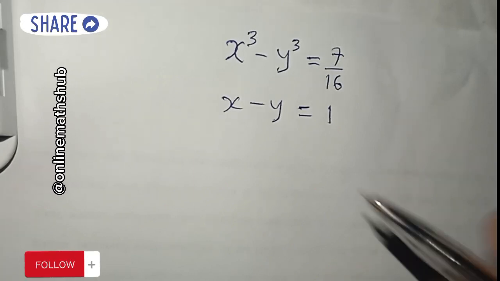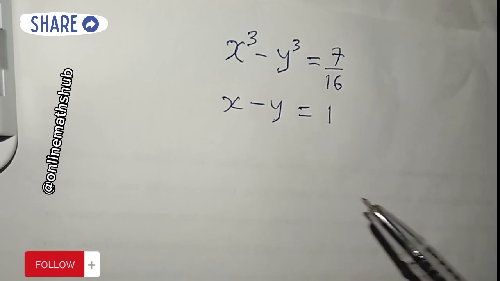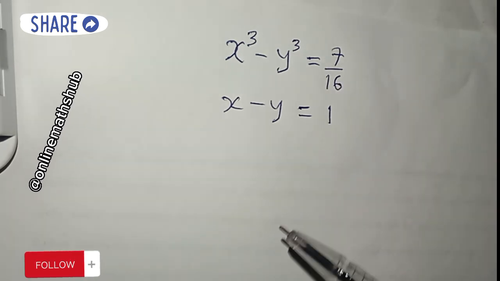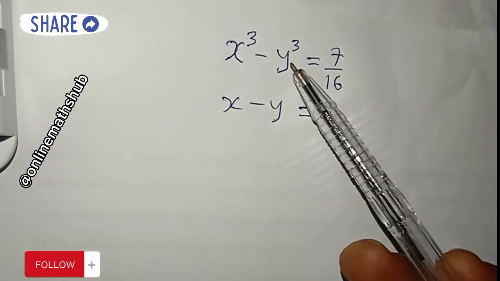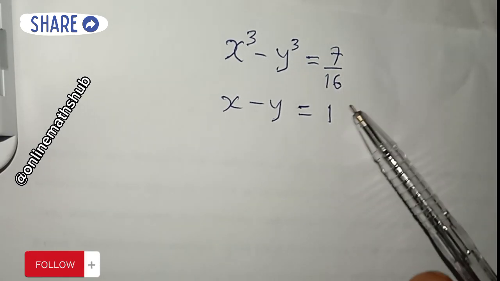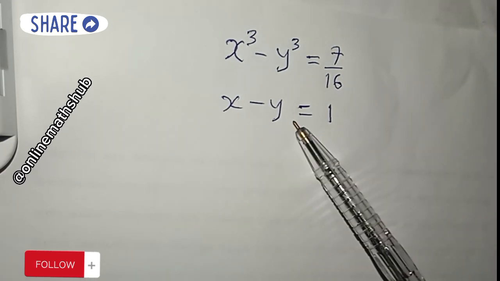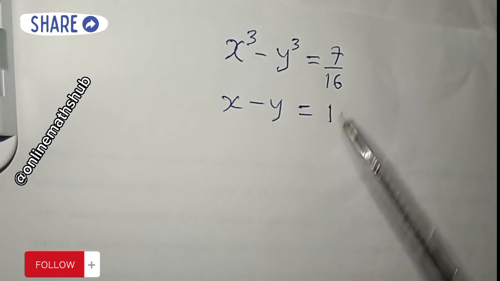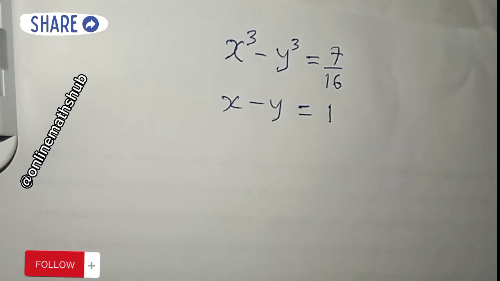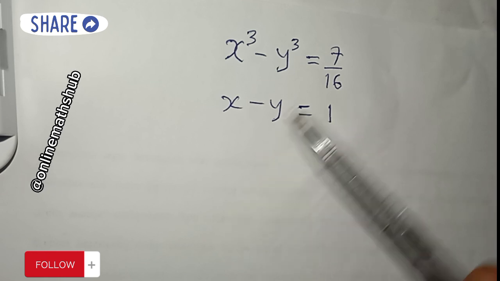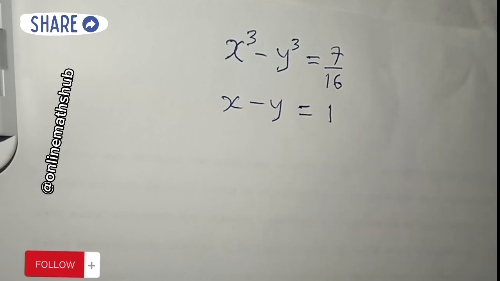Okay, so we're going to be solving this problem right here. This is a simultaneous equation, and of course you can see x cubed minus y cubed is equal to 7 over 16, and then x minus y is equal to 1. We're going to be getting the values of x and y that actually make this equation hold. So make sure you follow through. We're going to be solving it together.